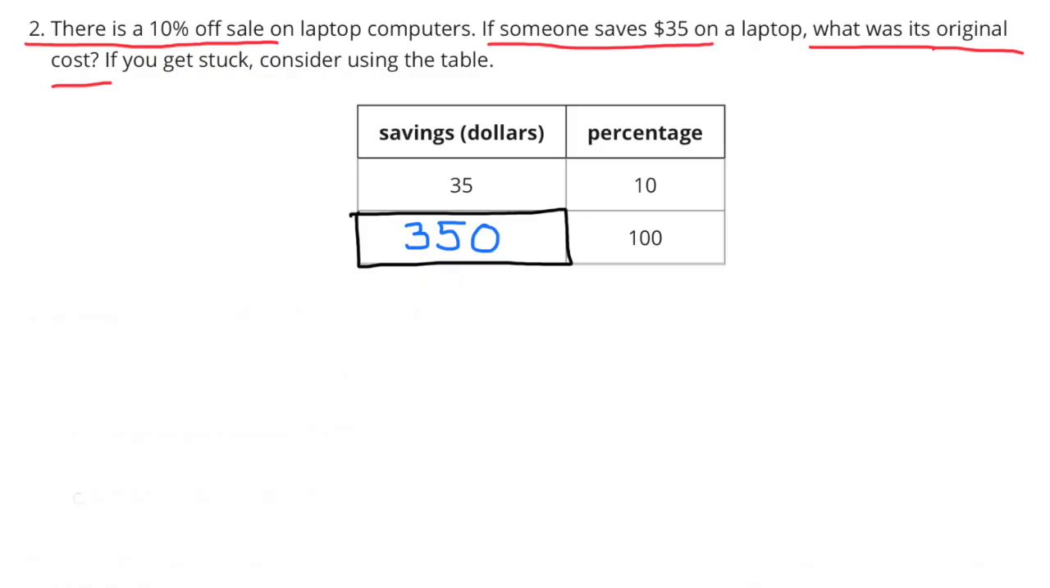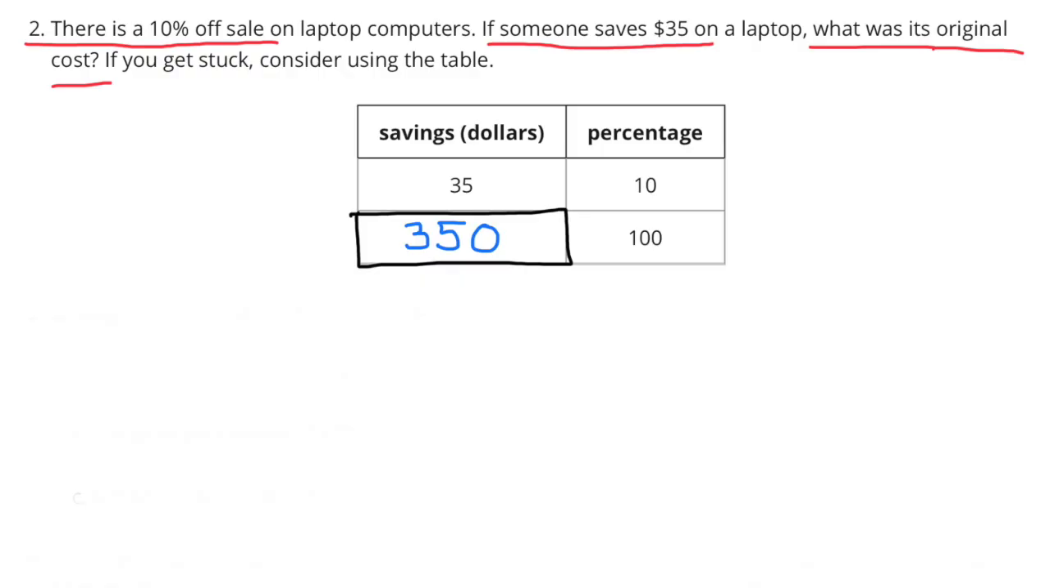Number 2. There is a 10% off sale on laptop computers. If someone saves $35 on a laptop, what was its original cost? If you get stuck, consider using the table. Look at the right-hand column of the table under percentage.